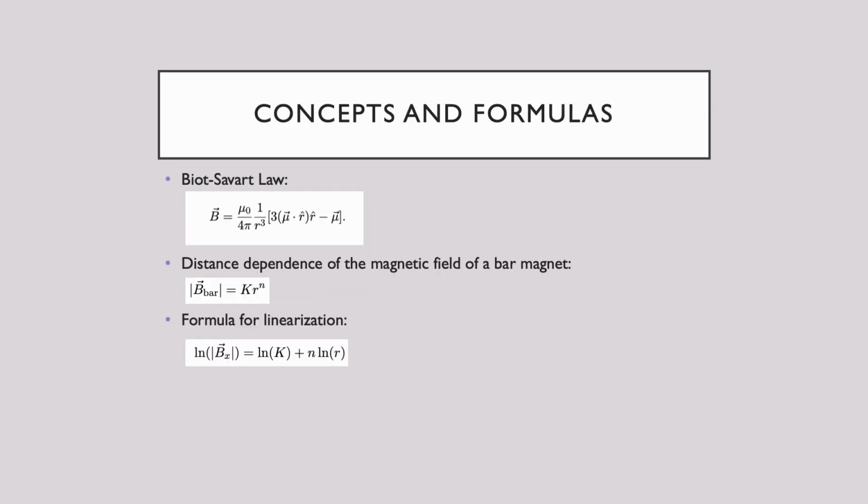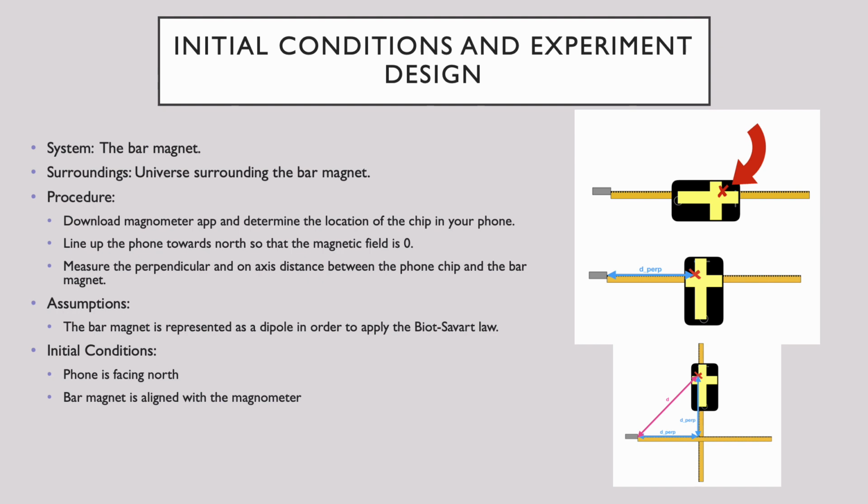So the concepts and formulas we'll use in this lab have been shown below. The Biot-Savart law equation has been shown, and then you have the distance dependence of the magnetic field of a bar magnet to find the magnitude. And then you have the formula for linearization that we'll use for the graph once we find our experimental data. So the initial conditions in experimental design are shown here.